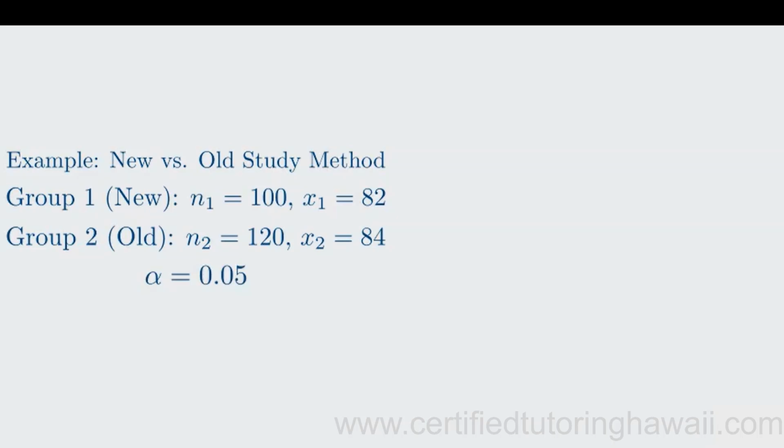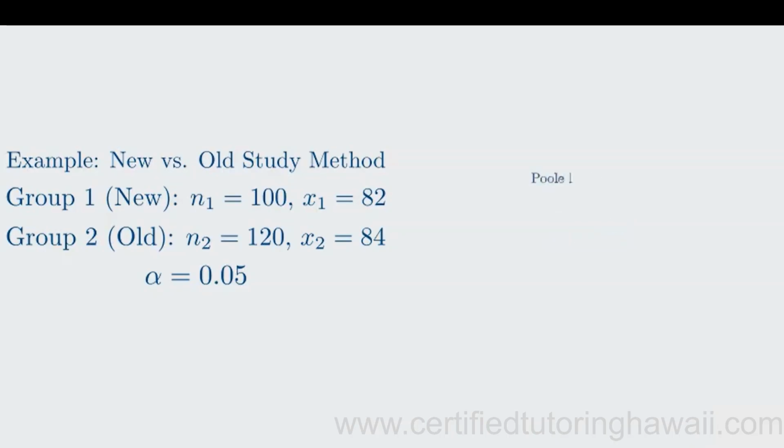First, we find our sample proportions. Group 1 has an 82% pass rate, while Group 2 has a 70% pass rate. There is a 12% difference. Is this difference significant or just due to the specific students we picked? Our null hypothesis is that the methods are the same. Our alternative is that the new method is better.